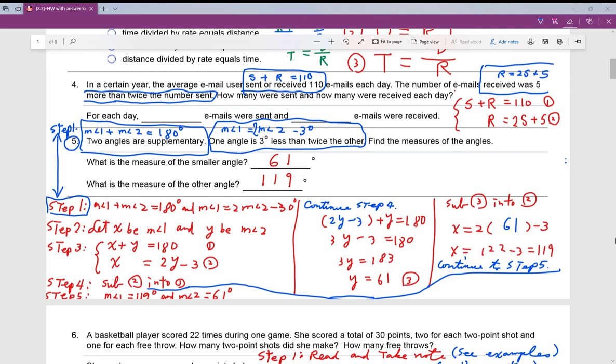Number 4, geometry. Talking about the... no, number 4 is not. Number 5 is the geometry. Sorry. Number 4 is the real life problem, right? You send the email and receive email. If total email is 110, and they tell you the relationship between the receiving email and the send out email, and then you may have 2 equations. After you set up the equations, then you can decide that you want to use substitution method or elimination method.